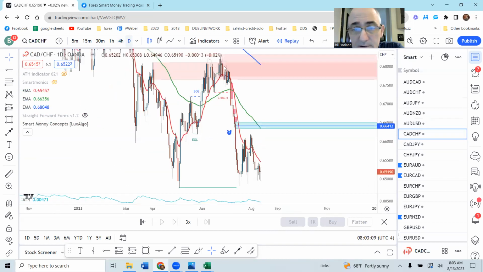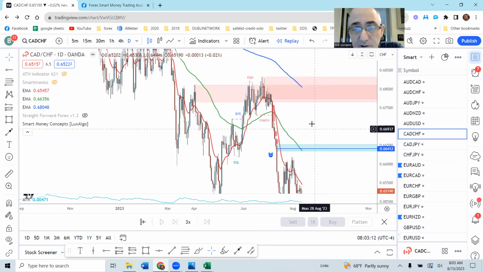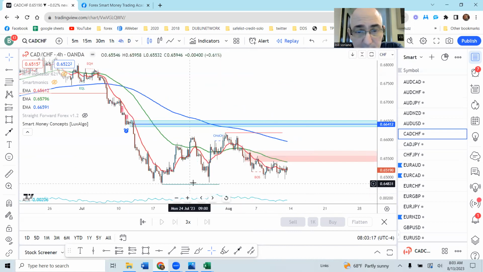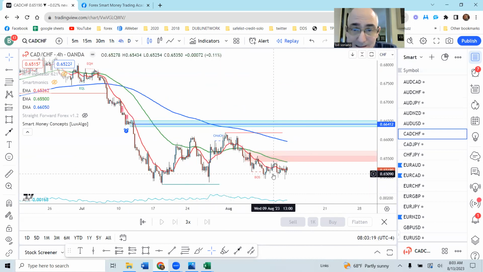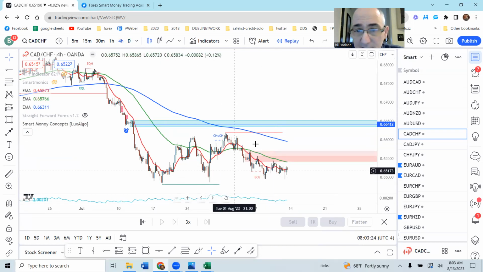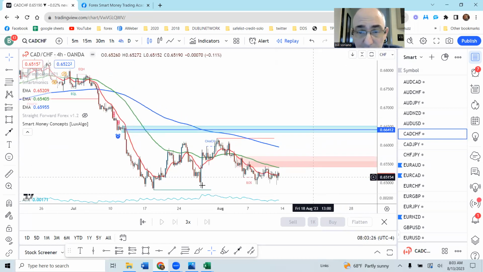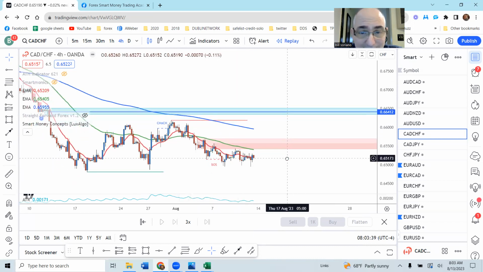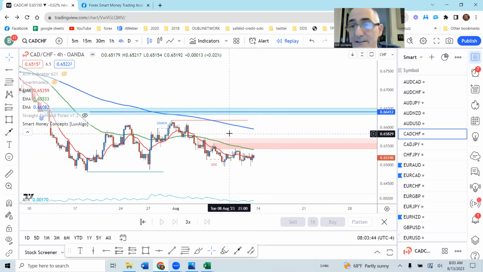So on the CAD CHF pair, we're bearish here. Our order flow is bearish on this one. And again, there's been no recent break of structure here. This is kind of like a consolidation here. Okay, so we have this move down here. This area has already been mitigated. This area has been mitigated. So again, with this consolidation here, it's hard to trade from these consolidations.